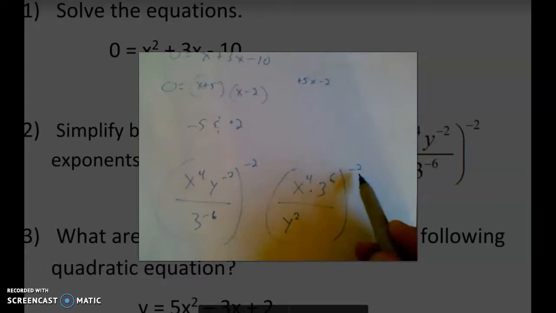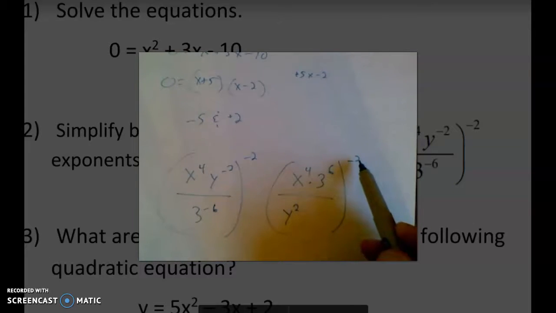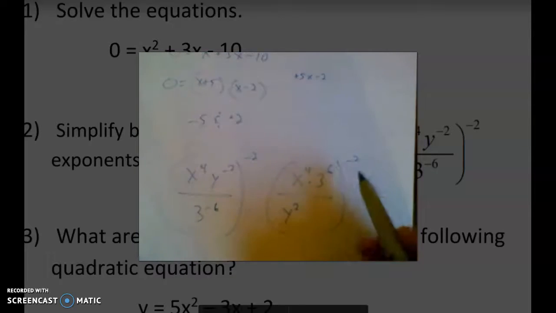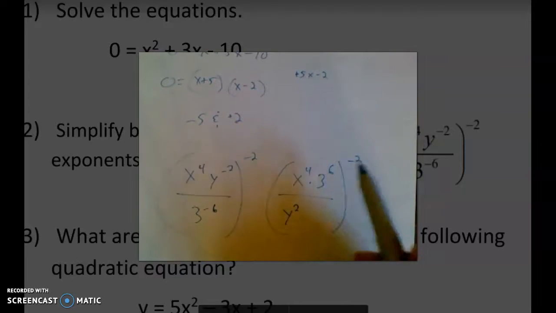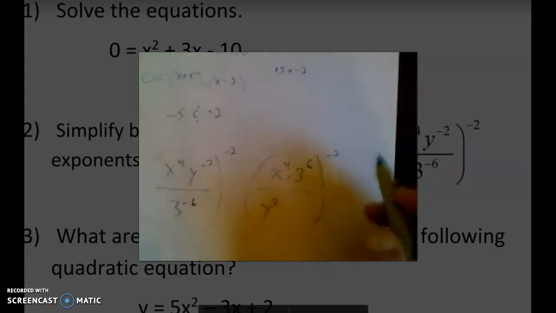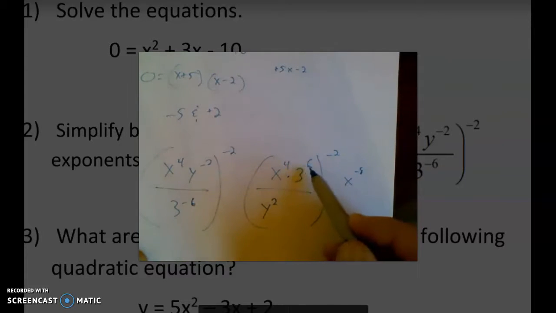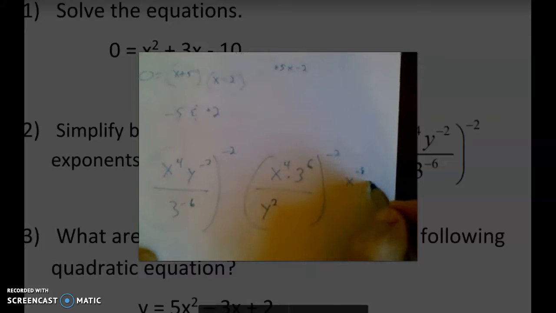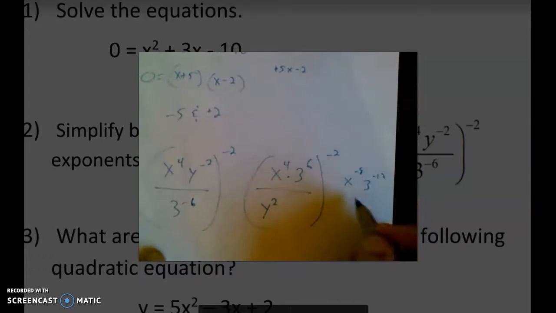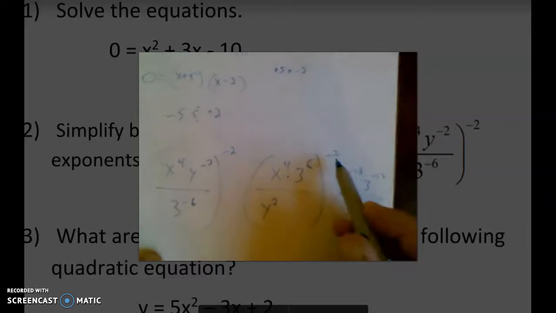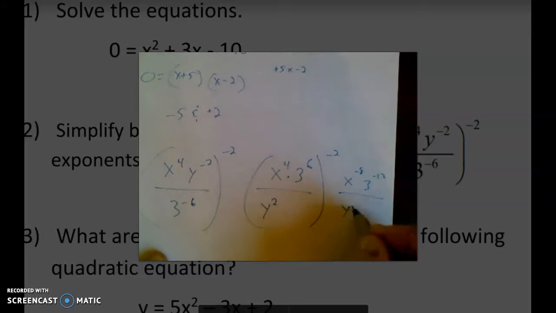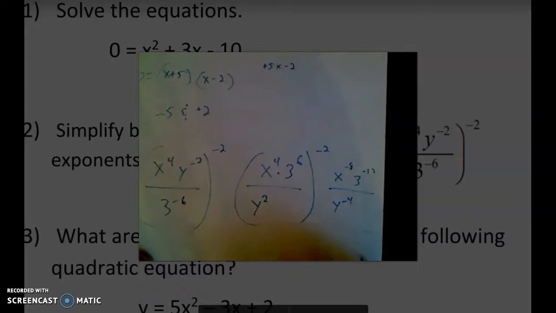I still have this power. Now, the shortcut or rule for exponents is you multiply. So I'm going to take 4 times negative 2 to get x to the negative 8th. Then I take 6 times negative 2 to get the negative 12th power. And then you take 2 times negative 2, which is y to the negative 4th power.